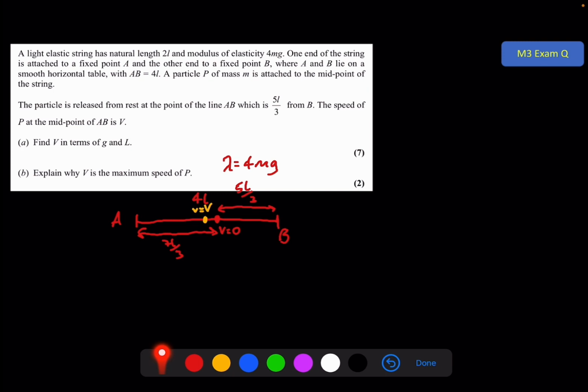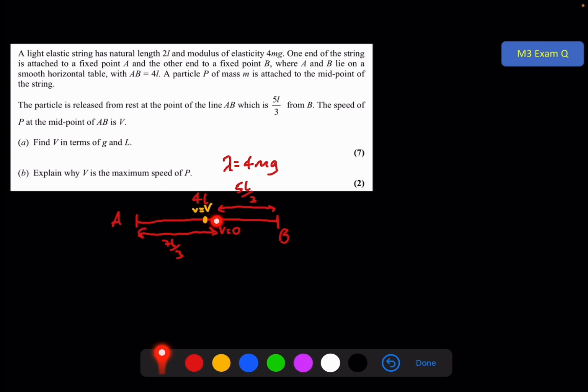So if we consider it to be one string on the left here of length L, and the other one on the right here also of length L because it was attached at the midpoint, then the string here is stretched a little bit to make it 5L over 3, so the extension is 2/3 of L. And the string over here is stretched more. It's stretched 4L over 3 to make a total of 7L over 3.